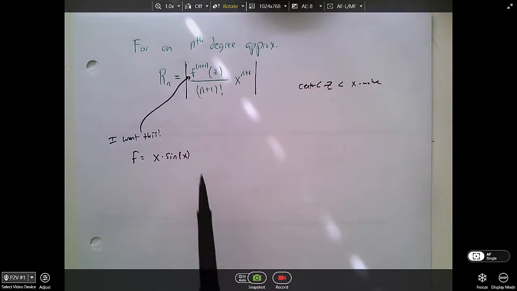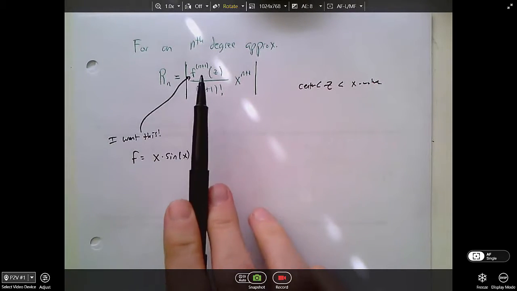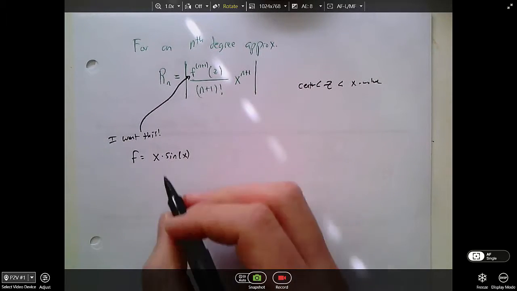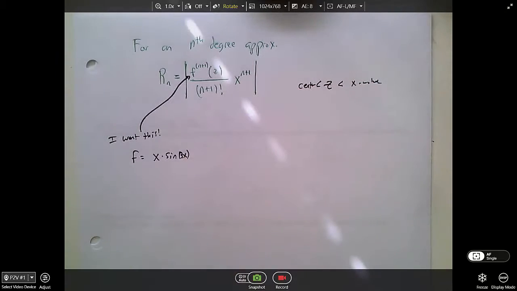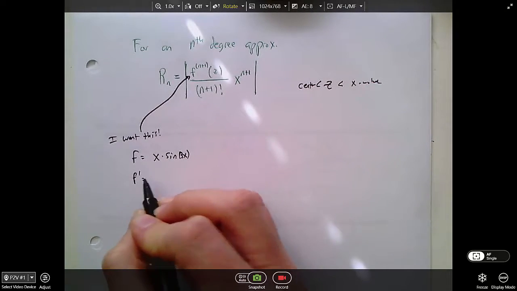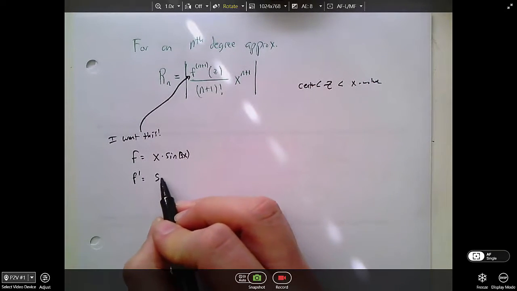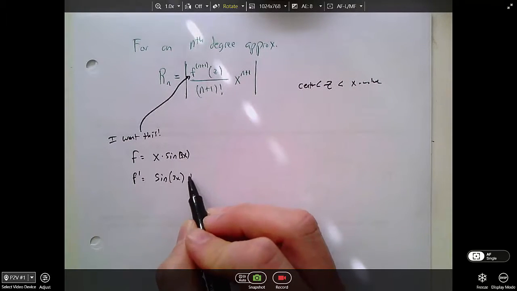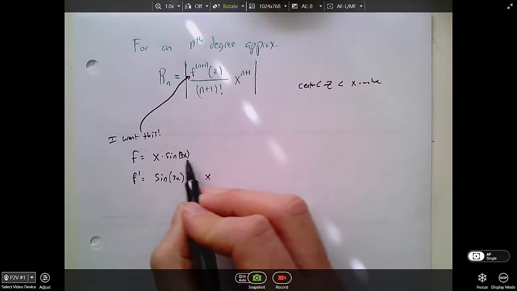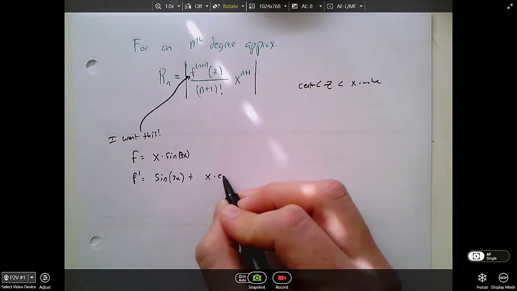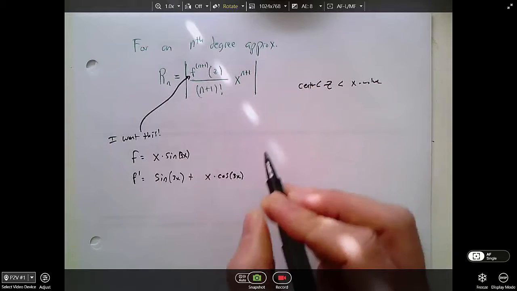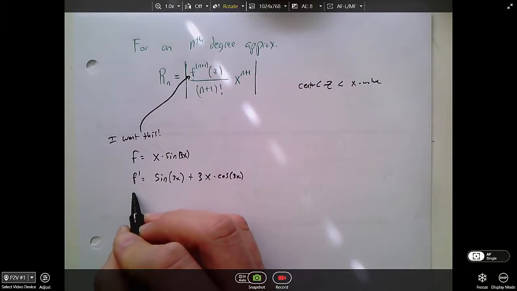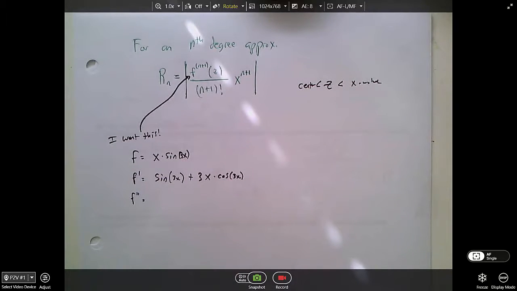All right, so when n equals 2, I'm trying to find the 3rd derivative of my function. So my function is x times sine of 3x, there we go. So for the first derivative, I'll use the product rule, so that gives me the derivative of x, which is 1, times sine of 3x, plus x times the derivative of sine of 3x, which is cosine 3x, times 3 because of the chain rule. There we go. All right, first derivative.